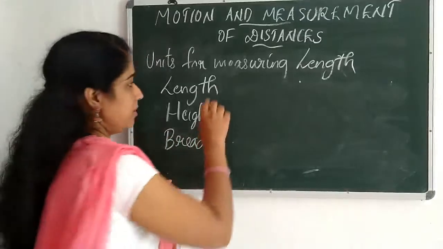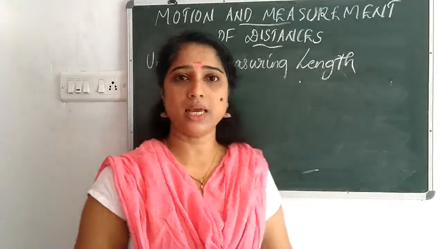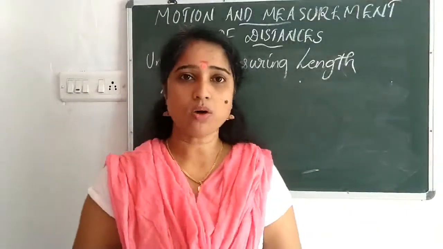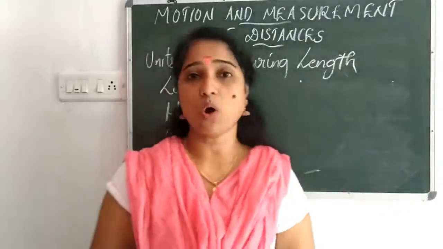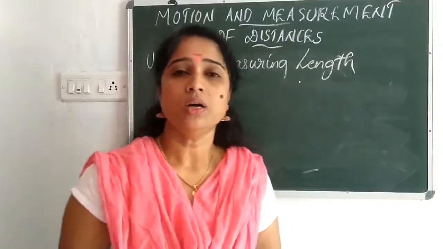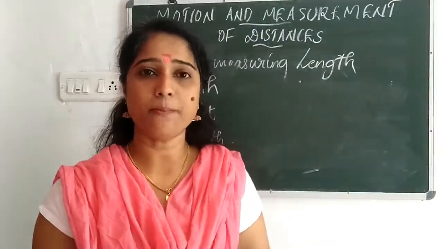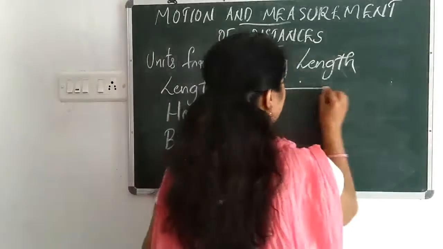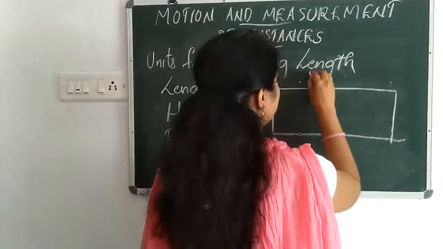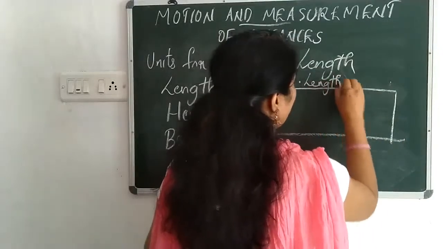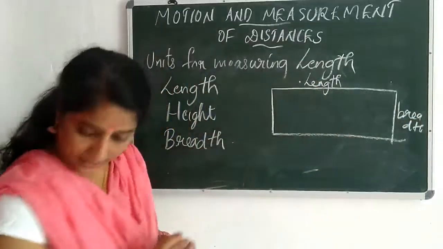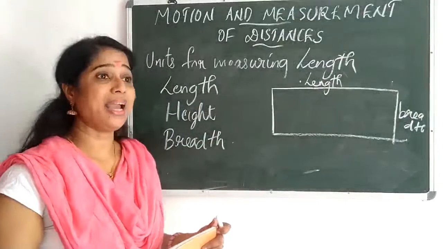You are supposed to take the measurement using the scale, or anything you can use: the length of the instrument box, the height of the instrument box, and the breadth of the instrument box. You know when we draw a rectangle, there is a length and a breadth, isn't it? Just imagine this is a rectangle. So what is the length? This is the length. And what about this? This is the breadth. Am I right? Clear? Okay. Then what about the height?